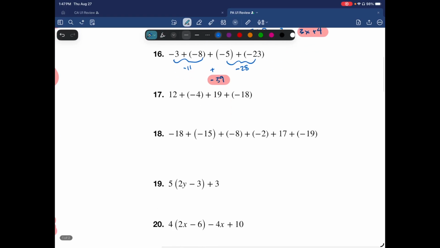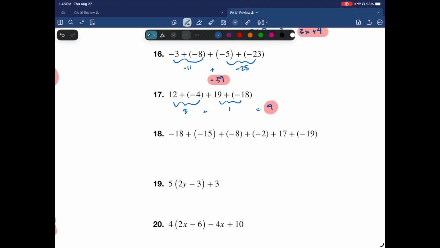17, same thing. We'll do it in chunks. All right, so 12 minus 4, or 12 plus negative 4, the signs are different, so I'm going to subtract, take the sign of the larger, so it's going to be positive 8. Same thing here. I'm going to subtract, take the larger sign, and so that's going to be a positive 1, and I'm going to add, and so that's going to be 9. Okay.